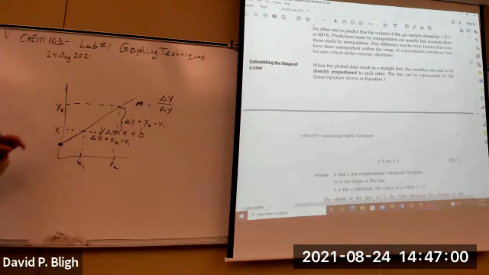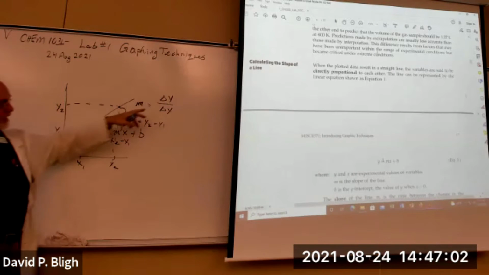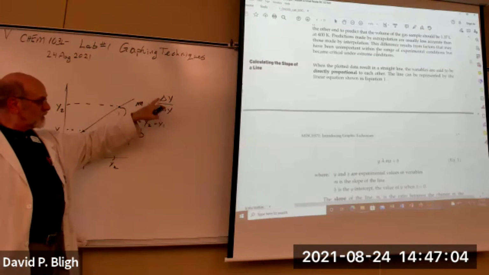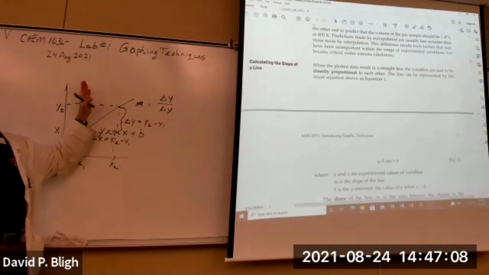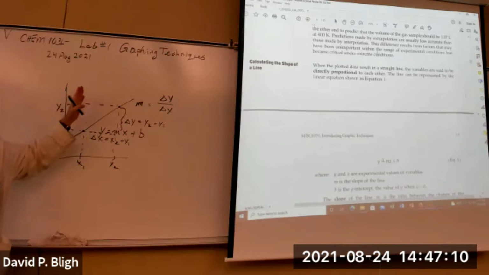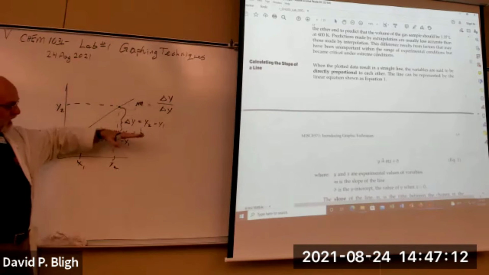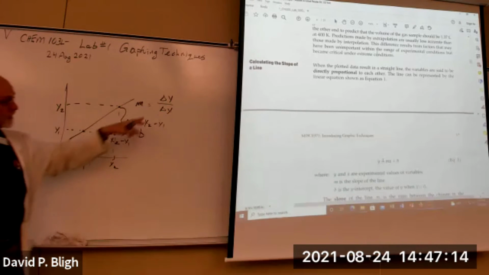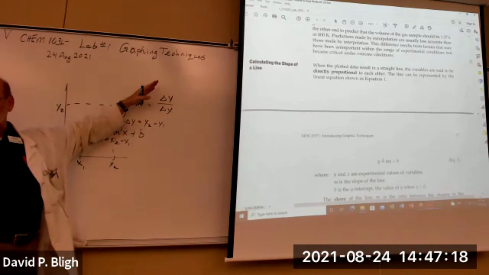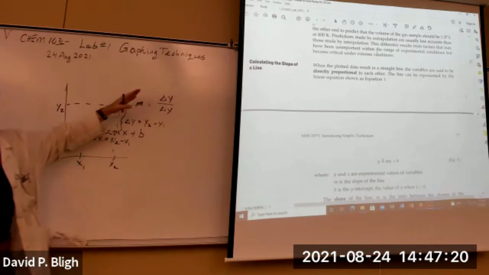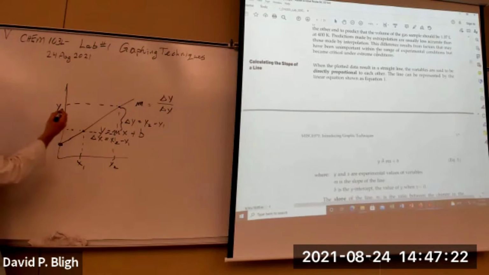That just tells you how steep it is. If y is a huge number and x is a small number, then it's going to be a very steep slope, whereas the reverse would be a shallow slope. And if it's a positive number, it's going to slope that way, up to the right. If it's a negative slope, it's going to go the other direction, like that. So that slope can tell you a lot about the line.